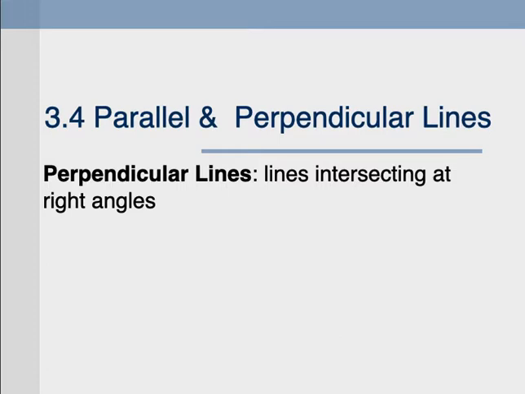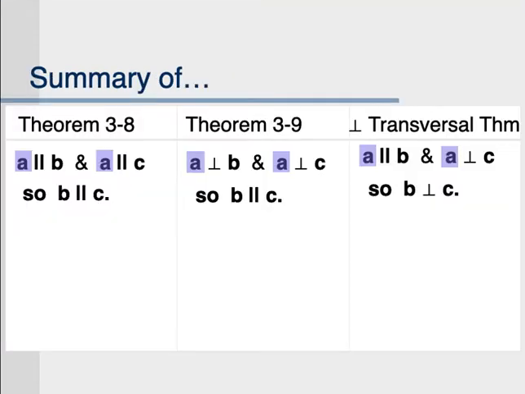Now, when you are writing proofs today, it'll be really helpful for you to fill in this chart summarizing the three theorems you just learned. So Theorem 3.8 says, if you think of it in the summary version, if you highlight the repeating line names, in this case line A is in both of those first two, you could take out the repeats and put together what's left. B is parallel to C. That's Theorem 3.8.